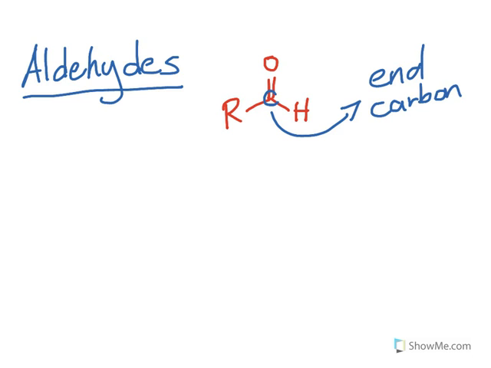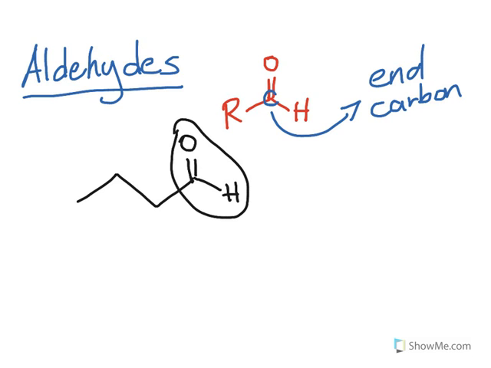So, for example, let's take a look at this. 1, 2, 3, 4. And a double bonded O and the hydrogen right here. Now, since aldehydes, or these functional groups, are always going to be at the end of the carbon chain, this carbon happens to be carbon number 1.